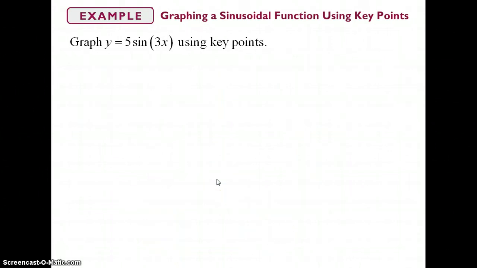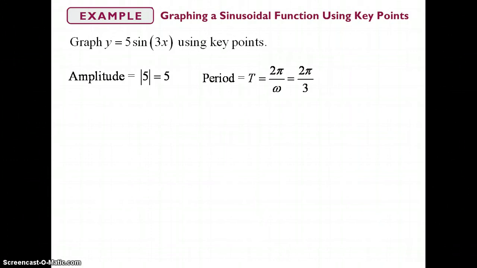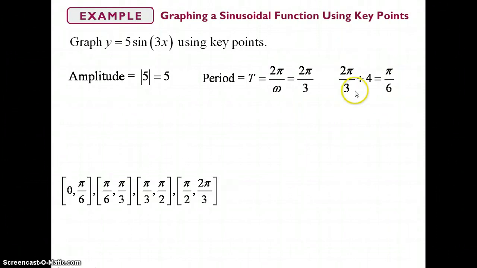All right. Same thing right here. I encourage you to try it on your own. Amplitude is 5. Yeah, we'll see that. Period, that's the big deal right there. The period is 2 pi over 3. Okay. Well, if the period is 2 pi over 3, I don't even do this part. I don't go 2 pi over 3 divided by 4 is pi over 6. If you like that, go ahead.